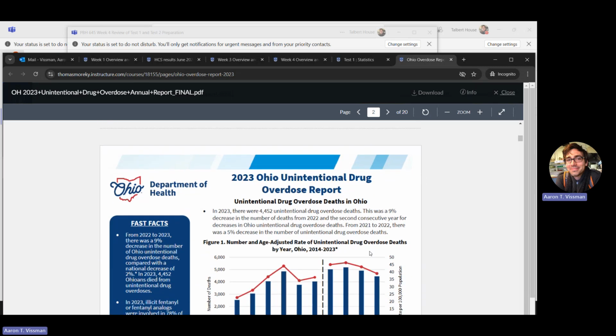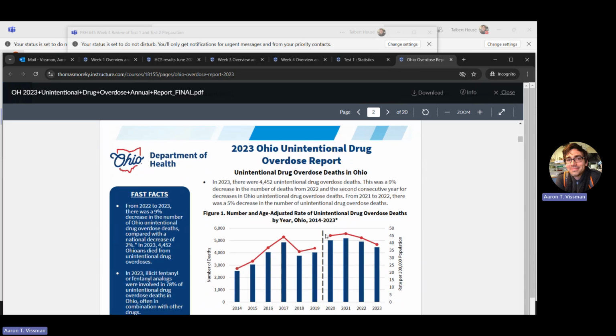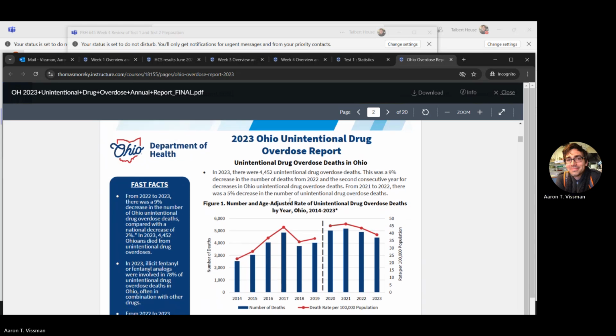Again, this is just a review of where you were able to find information when you're asked for it in test one, either by reading through the article or finding this data on the internet using other ways to pull health statistics.